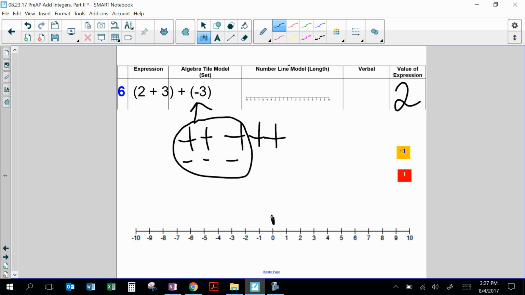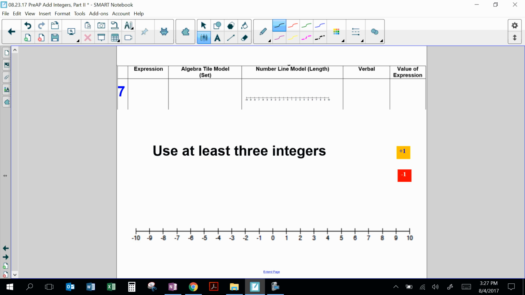So starting at 0, 2 is 2 units to the right, plus 3, 3 units to the right. That stops at 5. And then -3. I go back left, 1, 2, 3 units, and I stopped at 2. Number 7, yeah, there you go.